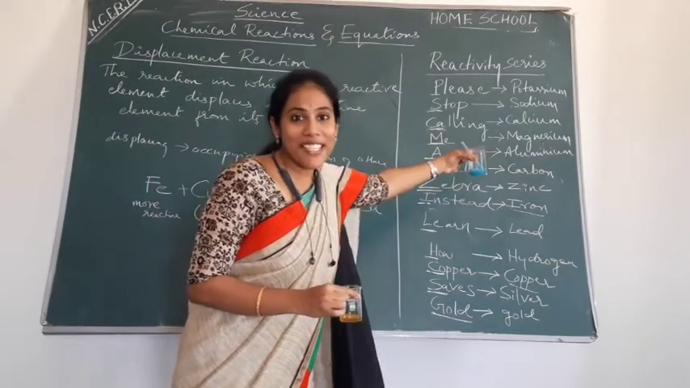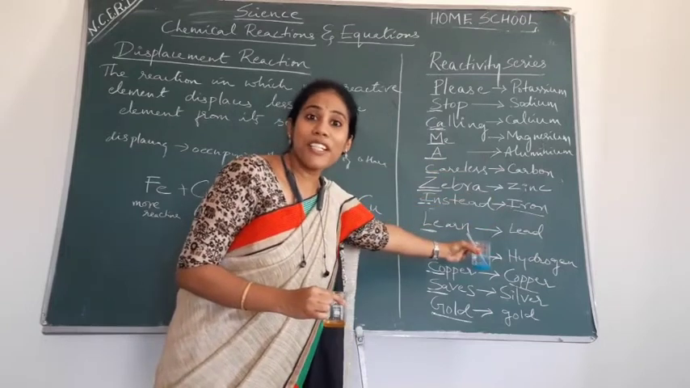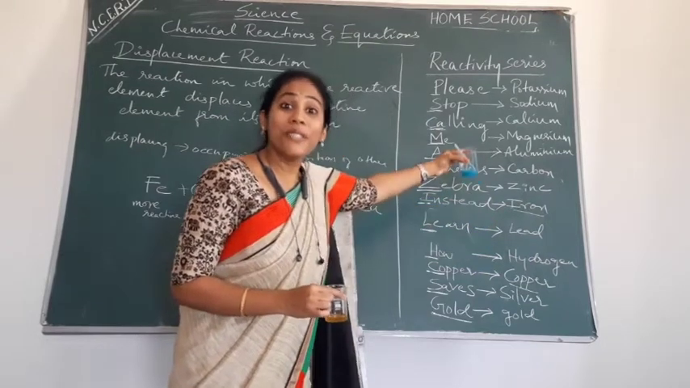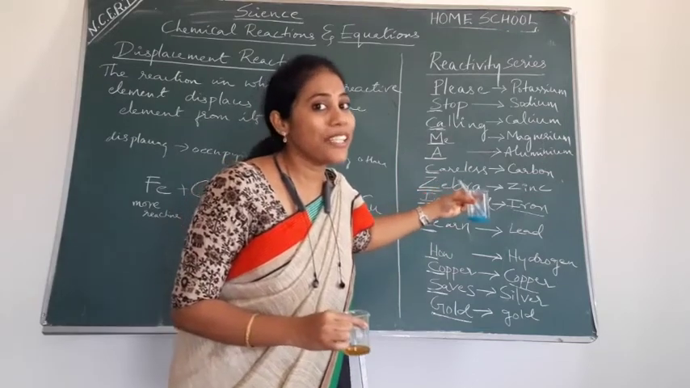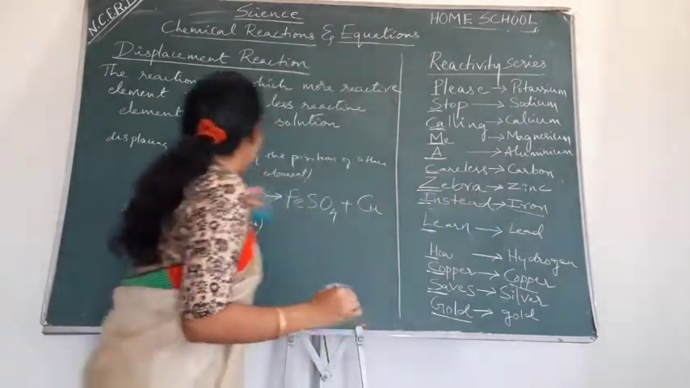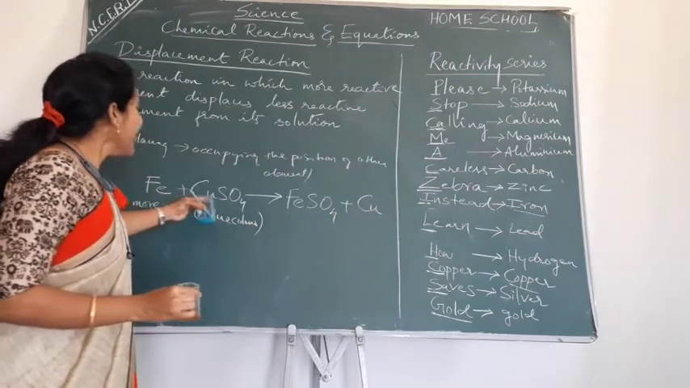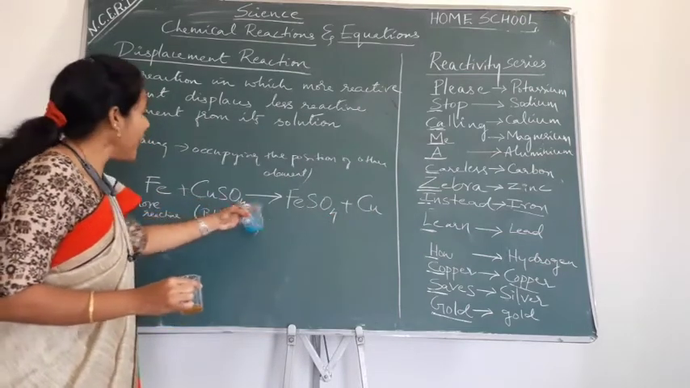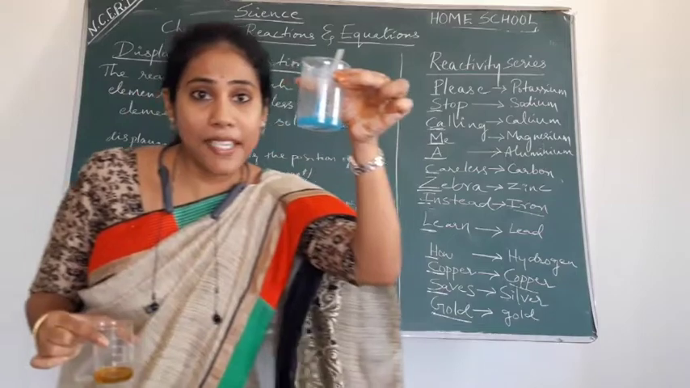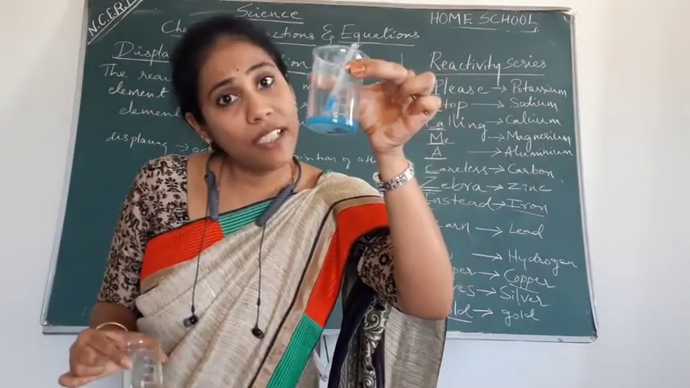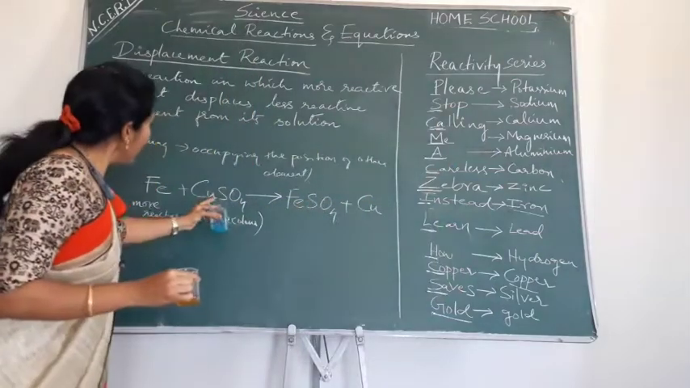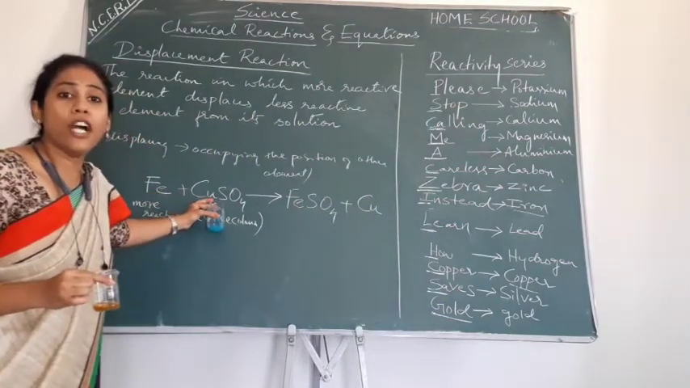Iron's position is somewhere up. Copper's position is somewhere at the bottom. Through this reactivity series, you can come to know which element is more reactive than which element. So now this guy is more powerful. It has removed copper. So now the product is no more copper sulfate. As long as the compound is copper sulfate, the blue color will be there. Now it is not copper sulfate. Iron is occupying copper's position.